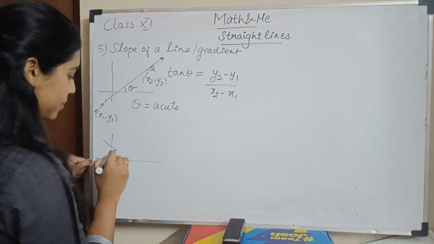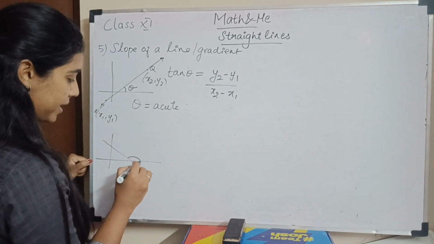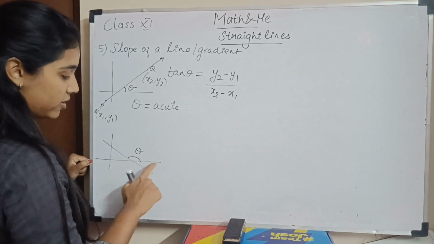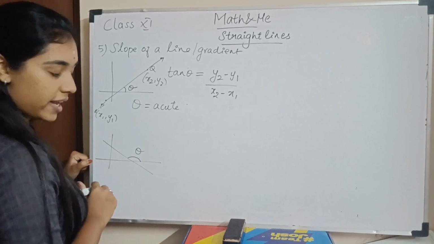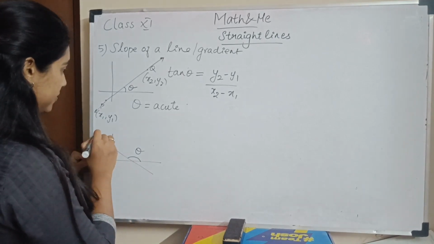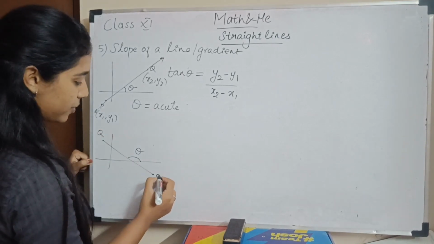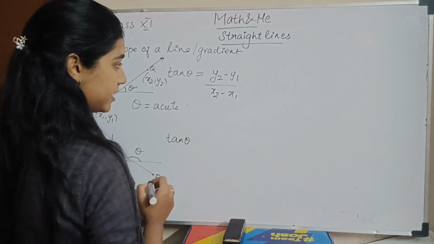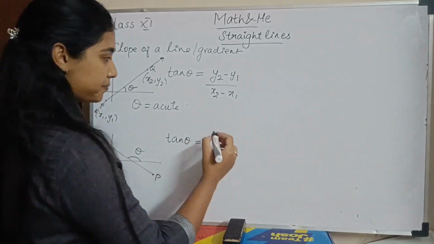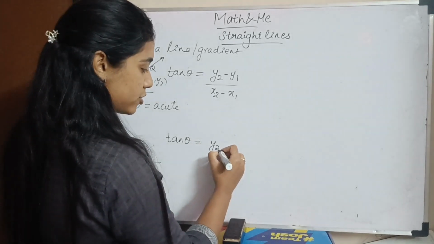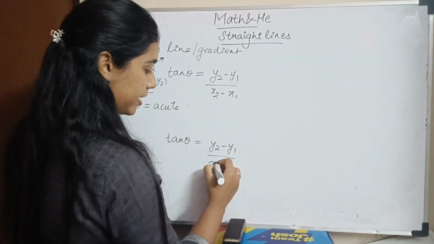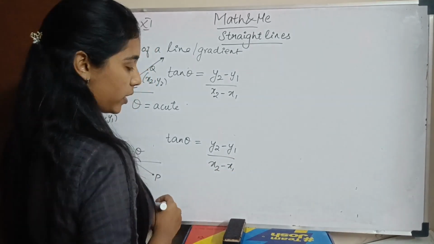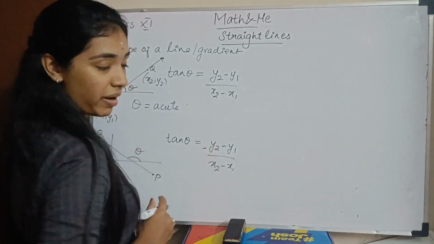When you have a line segment like this, the angle made by the line segment with the x-axis is an obtuse angle. So here you have the point Q, here you have the point P. So what does your slope become? Tan theta is nothing but, similarly, y2 minus y1 divided by x2 minus x1, but just with a minus sign.